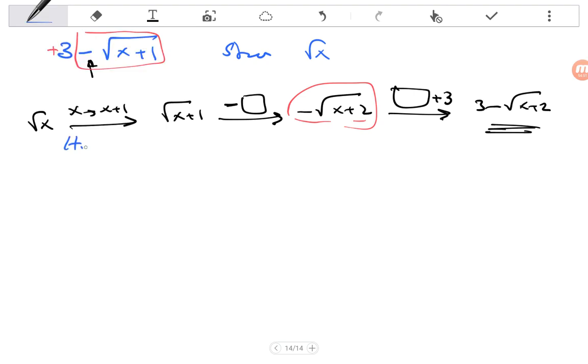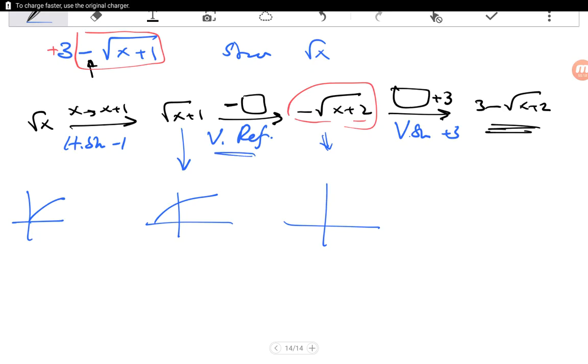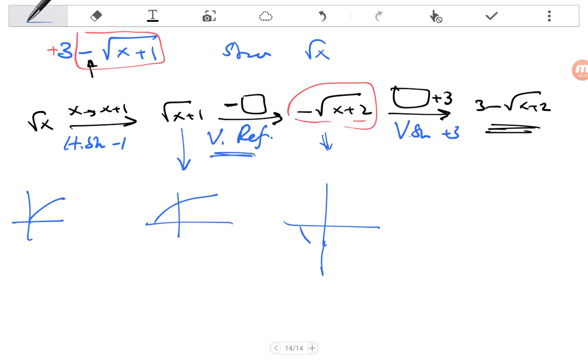Okay, now let's interpret each step graphically. That is horizontal shift -1. That is vertical reflection. That is vertical shift +3. So let's make these transformations. I have here root x, make horizontal shift -1, so that will be this. The graph of this function will be like this. Now for this one, make a vertical reflection, so it will be like this.